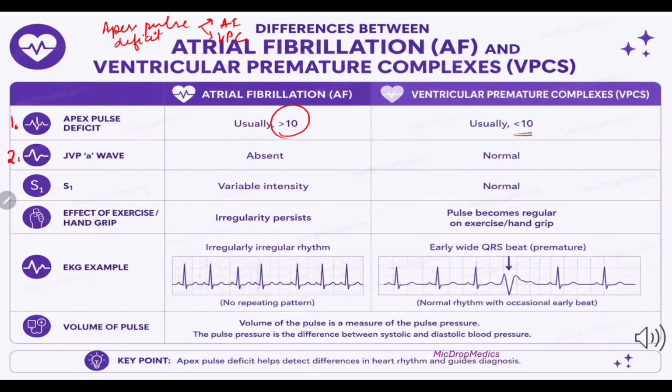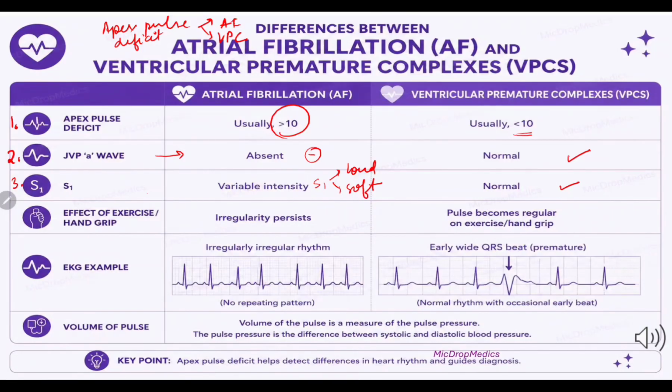Next, look at the neck veins, JVP A wave. In atrial fibrillation, because there is no coordinated atrial contraction, the A wave is completely absent. In ventricular premature contractions, it remains normal. Listen to the first heart sound. In atrial fibrillation, because the filling time changes drastically with every single beat, S1 has a highly variable intensity, sometimes loud, sometimes soft. In ventricular premature contractions, it is typically normal.